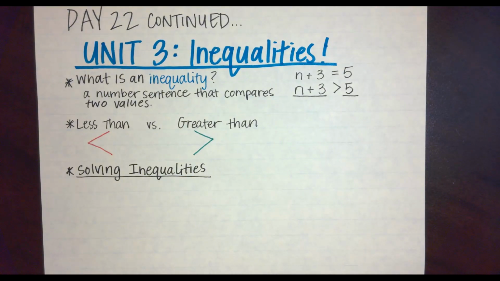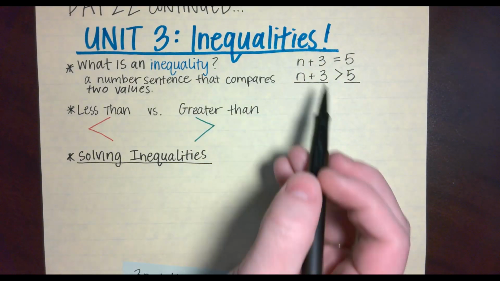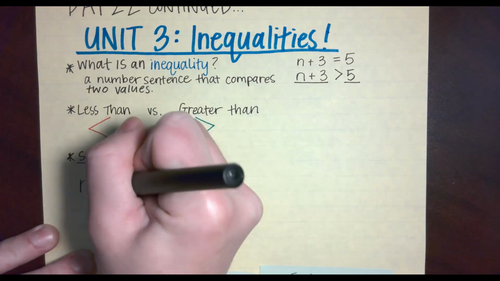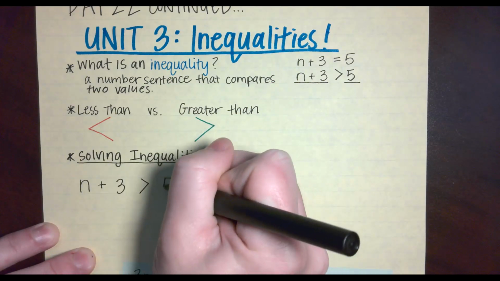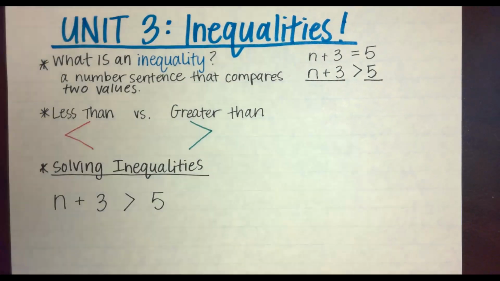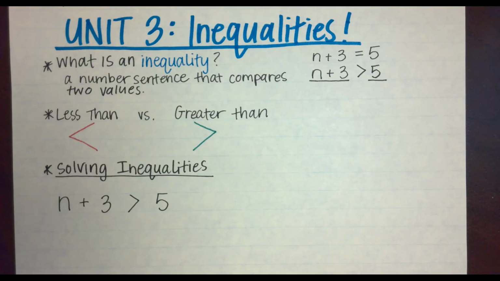So now let's talk about how to solve an inequality. I'm going to write an example of one. And how about I just use the one that I wrote up there? I'm going to put n plus 3 is greater than 5. I'm not going to tell you yet what to do. I want to see if you guys can figure that out. My hint is it's exactly the same as solving an equation. So what would I do first here?